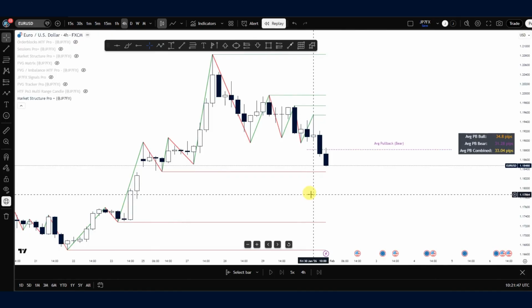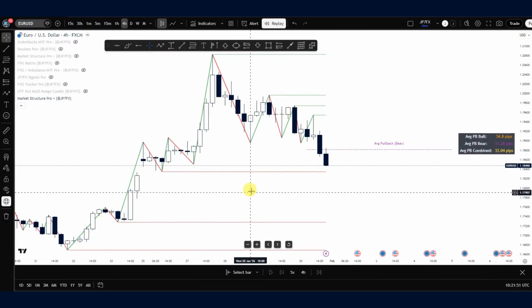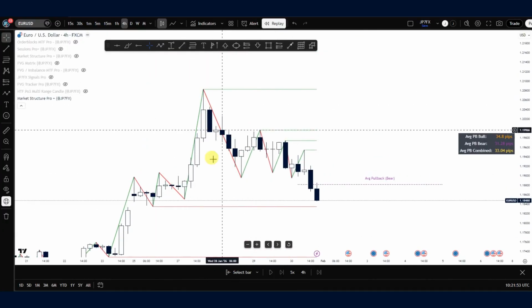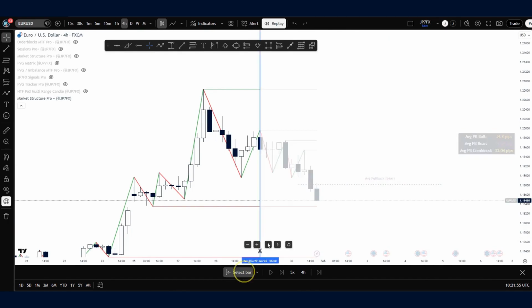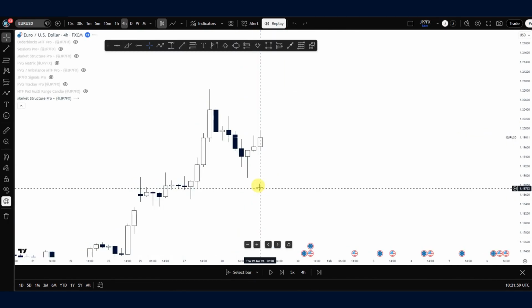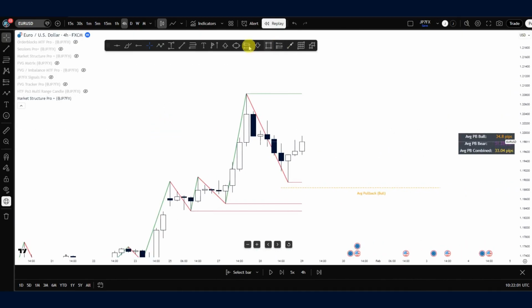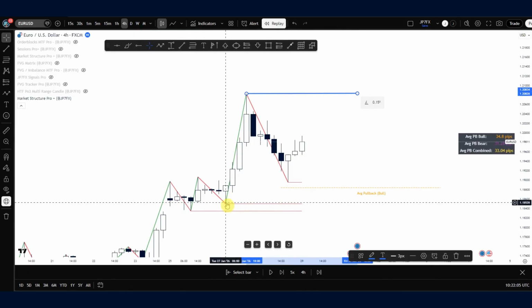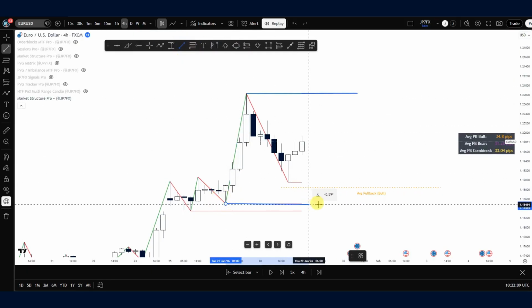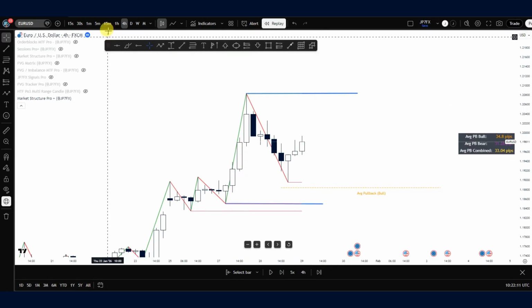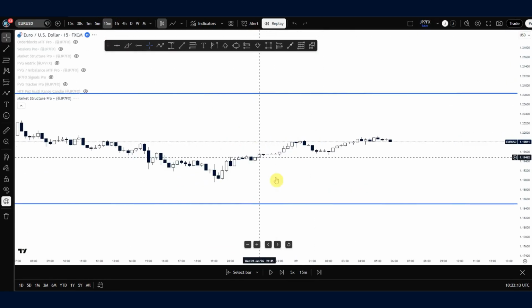Now, the way I use it whenever I go onto a market is, for example, on the 4-hour, let's just go here. What I will do when I've got a 4-hour, and you can see this is now a big 4-hour range, I will mark out my high and low of the 4-hour. Then I will drop into the 15-minute.